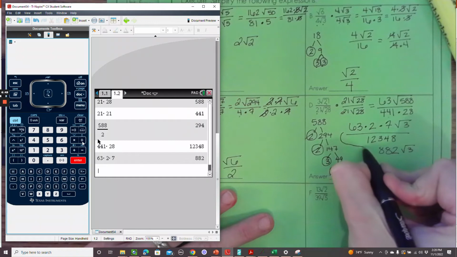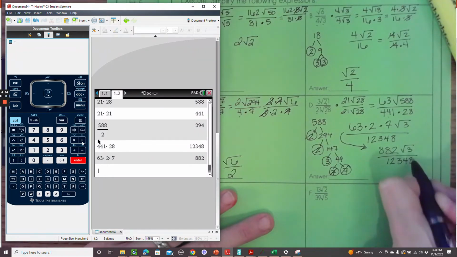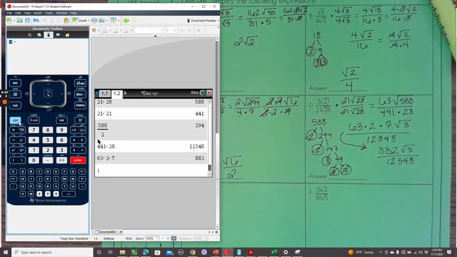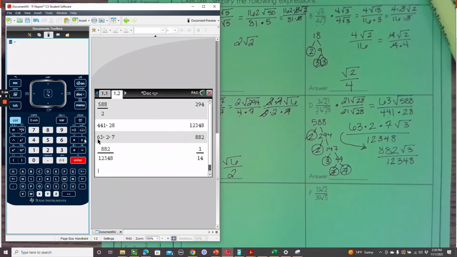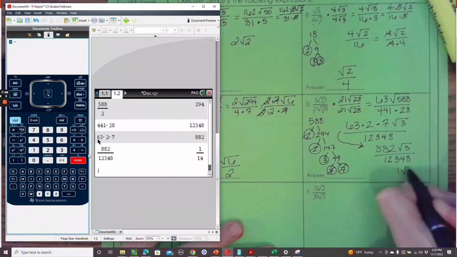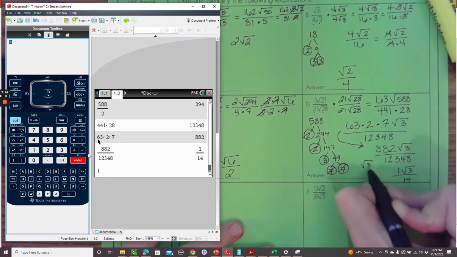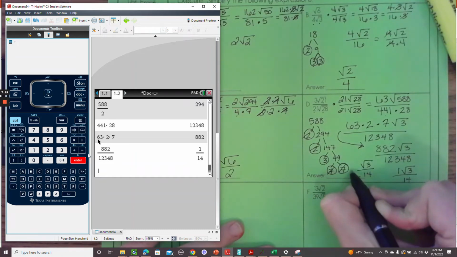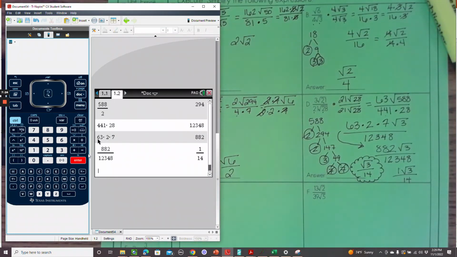So I went from here to here where I'm simplifying. 12,348. I'm going to take just the fraction, just the numbers or the coefficients. 882 over 12,348 gives me 1 over 14. So I'm left with a 1 on top times the square root of 3 over a 14. In simplest form, though, that 1 disappears, and it's square root of 3 over 14. So that is your final simplified answer on D.